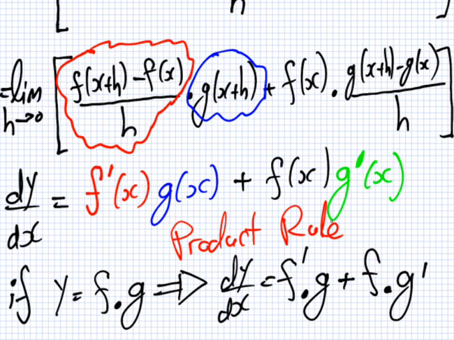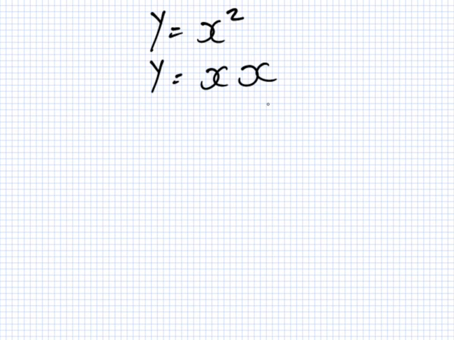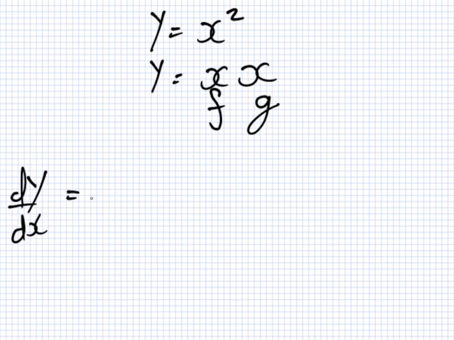Down one line. So this equals limit h to 0, fx plus h minus fx all over h times gx plus h plus fx times, and this is over h as well, gx plus h minus gx.